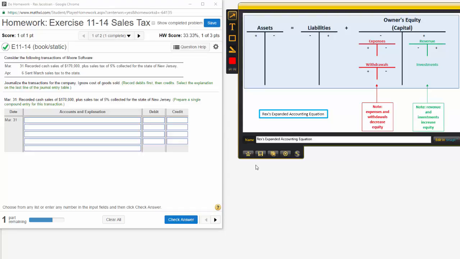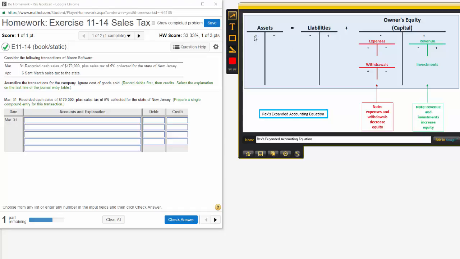When demonstrating these problems, I will be using our accounting equation. This is the expanded accounting equation. The basic accounting equation is just assets equals liabilities plus owner's equity. And in a sole proprietorship, the owner's equity account is called capital.